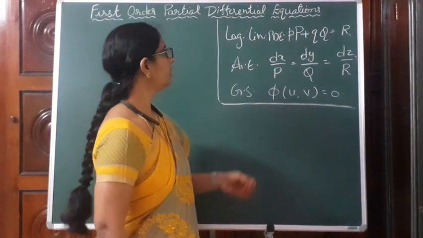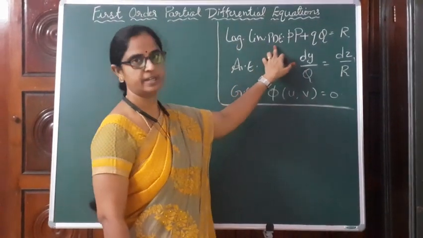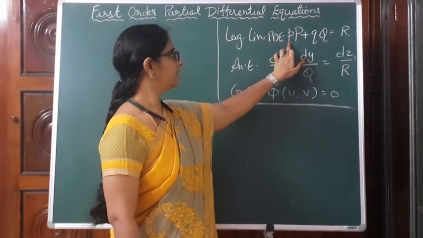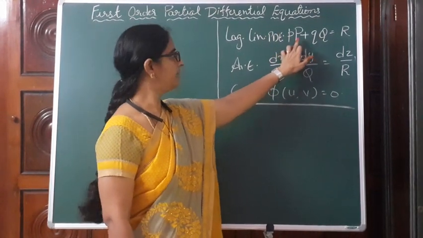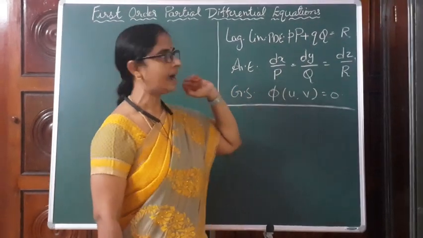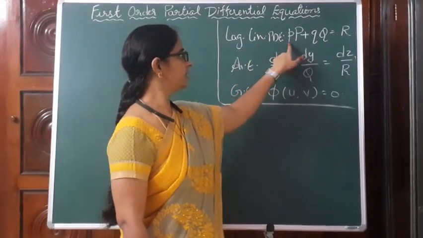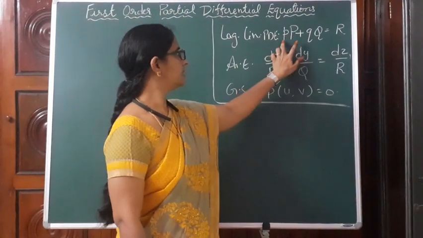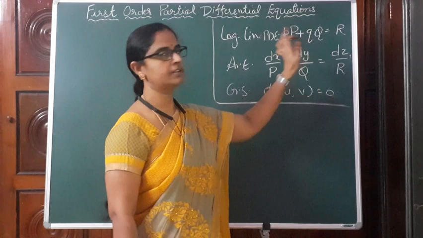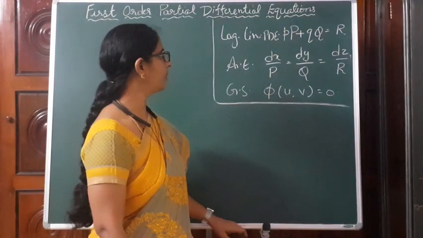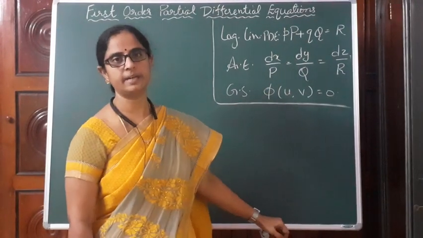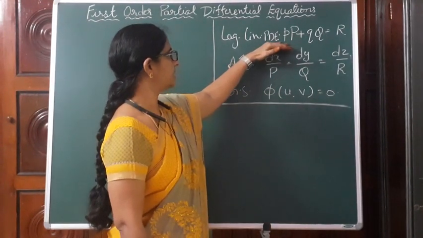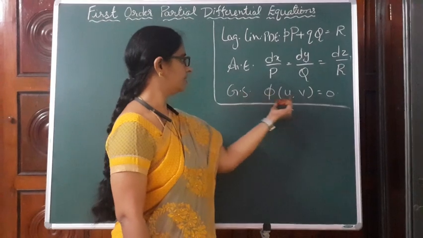So let me recall the definition of Lagrange's linear partial differential equation. A general form of Lagrange's linear partial differential equation is of the form Pp plus Qq is equal to R. A partial differential equation of first order is said to be linear if the degree of the first order derivatives p and q is 1 and p, q and the dependent variable z are not multiplied.